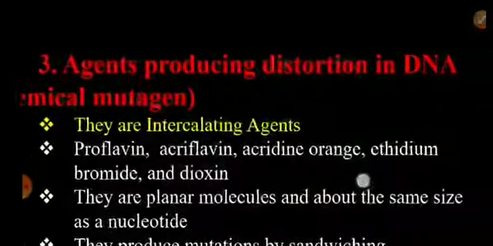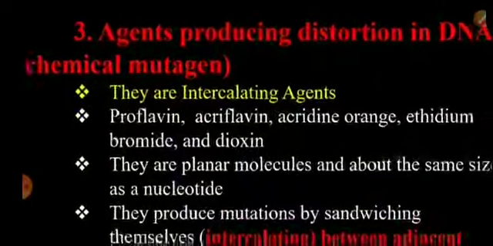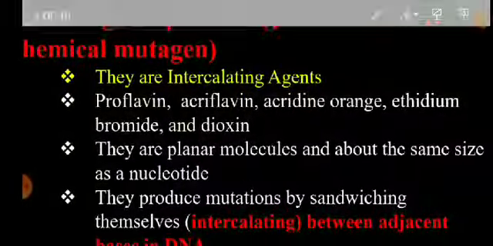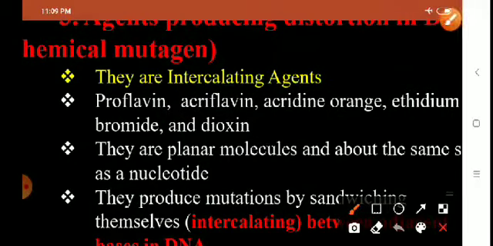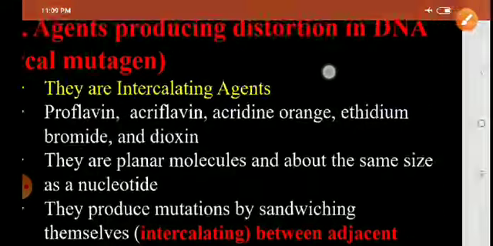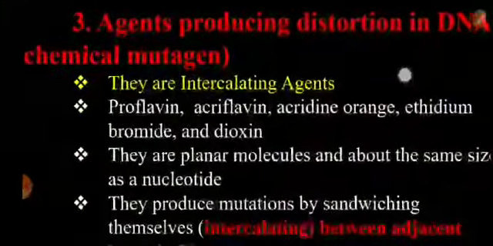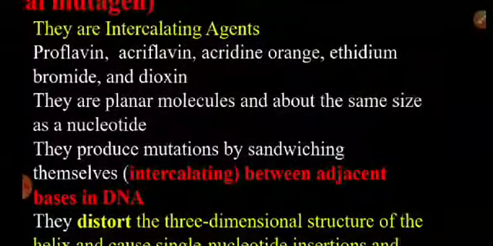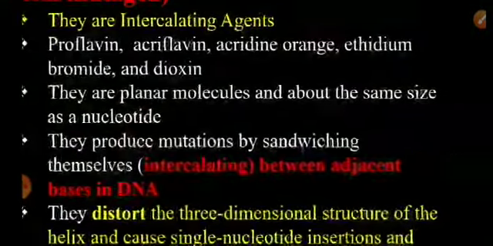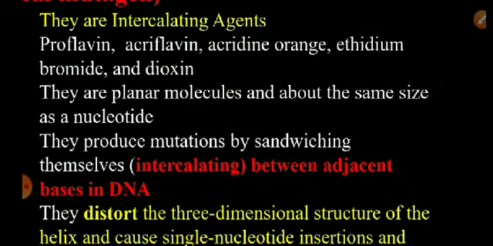Agents that produce distortion in DNA are a type of chemical mutagens, and they are generally intercalating agents. What are intercalating agents? Intercalating agents are generally acridine dyes. They are fluorescent dyes like proflavin, acriflavin, acridine orange, ethidium bromide, etc. Now, these dyes are planar molecules like the nitrogenous bases, and they are almost the same size. They are not exactly the same, but almost the same size.